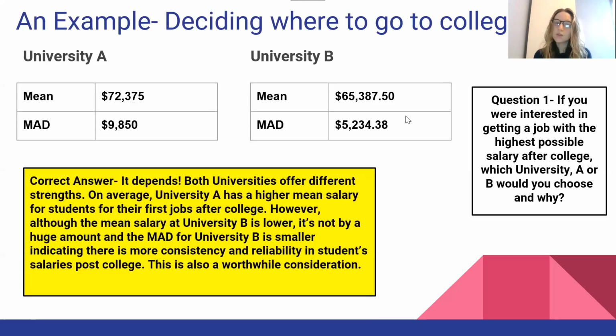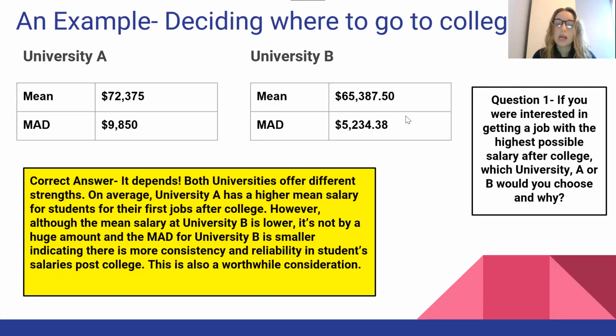Okay, let's review. You might have chosen A, you might have chosen B. There actually isn't a correct answer to this question. It really depends. Both universities offer different strengths, and we're going to talk a little bit about those right now. So if you look at the 2 averages or means, University A does have a higher mean salary for students for their first jobs after college. You can see that University A has a mean of around 72,000, whereas University B is around 65,000. So University A does have a larger average salary.